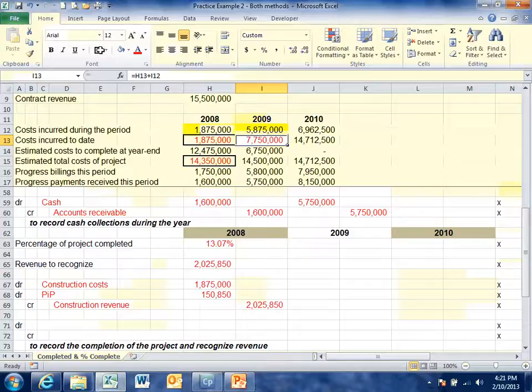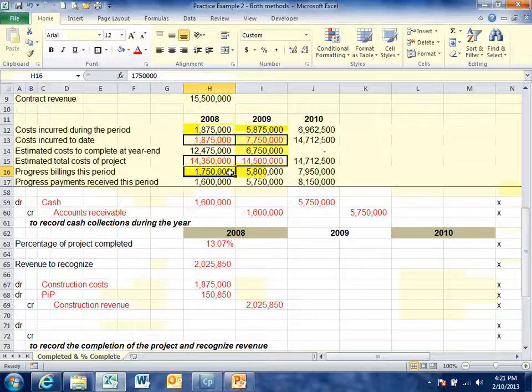So again, remember, total estimated cost of the project is a function of everything we've already spent plus what we still have to spend to finish. So at the end of 2009, we've already spent $7.75 million and we still have to spend another $6.75 million to finish the job. So the sum of those two items means we're now expecting the project to cost us $14.5 million.